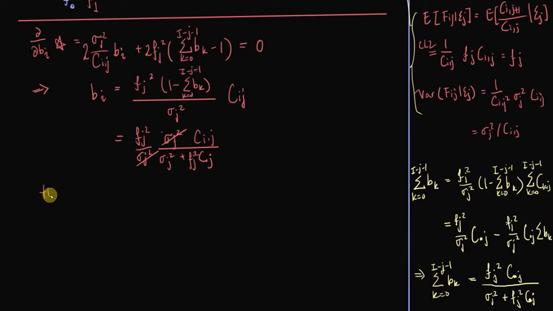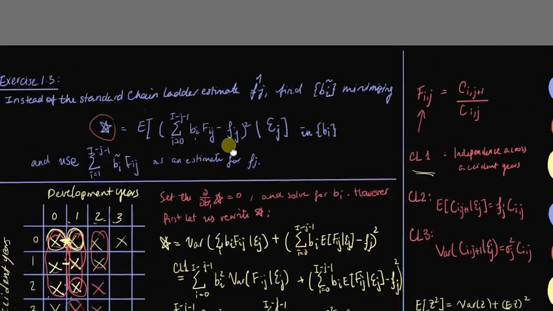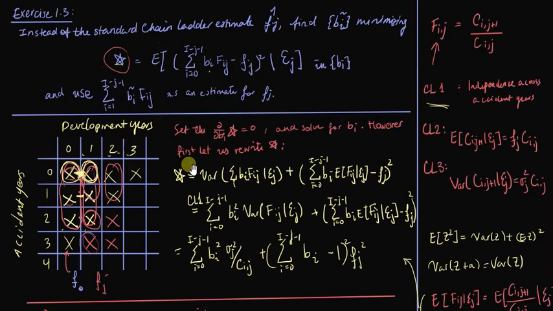So therefore, bi tilde is given by fj squared divided by sigma j squared multiplied by cij divided by sigma j squared plus fj squared multiplied by the aggregate of total claims for the development year j. Well, we have that this value for bi tilde minimizes the mean square error that was introduced in the exercise.